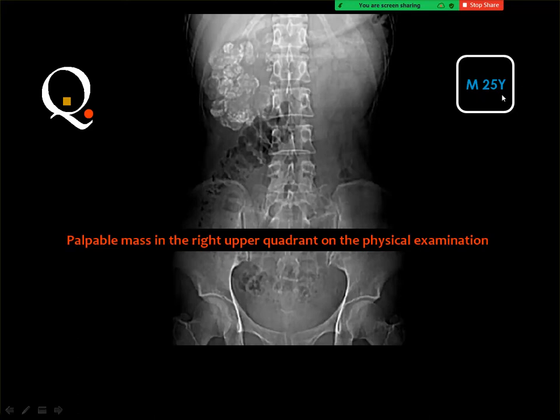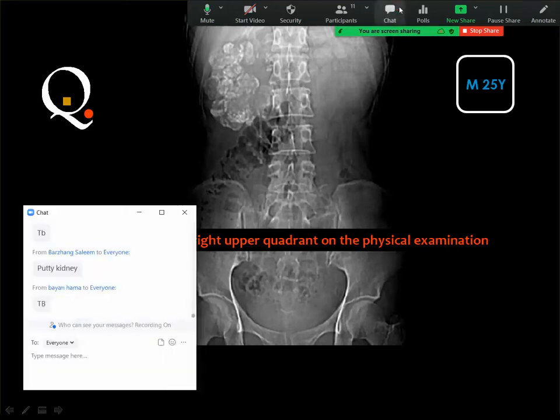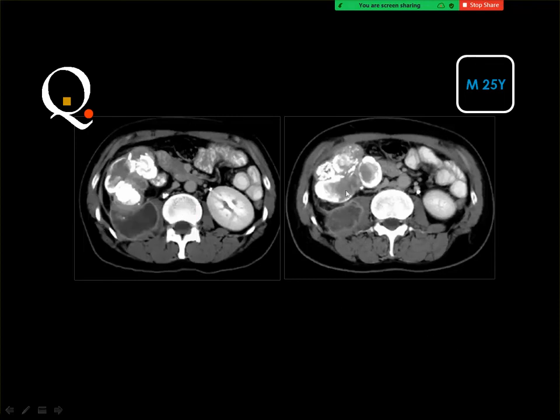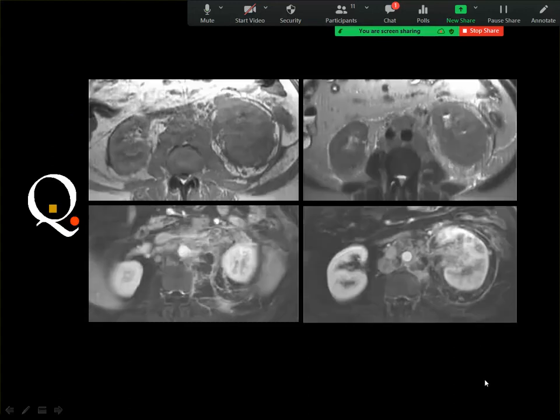This is a male, 25 years old, and he has a palpable right upper quadrant mass on physical examination, and this is the scanogram obtained for the CT, and this is a TB kidney. This is the CT scan of the same case. It shows a totally calcified kidney with no function, and a posterior pararenal collection that is marginally enhanced, representing a pararenal abscess. And this is MRI T1, T2, and T1 post contrast of the kidneys.